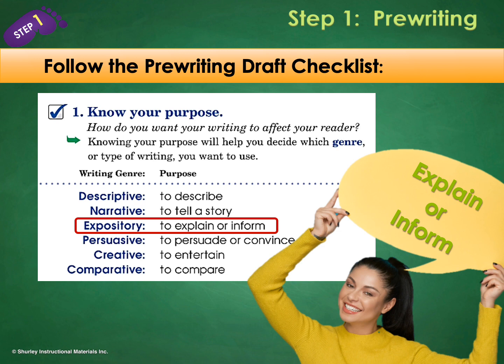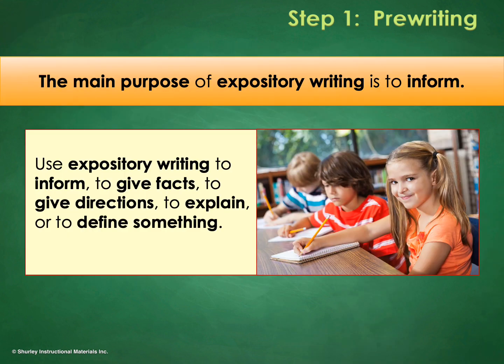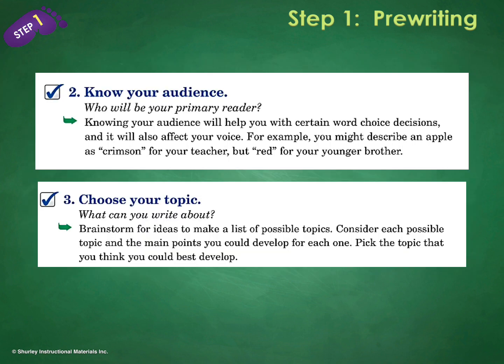The student has decided that they would like to explain or inform the reader about something. This purpose or genre for writing is called expository. The main purpose of expository writing is to inform. Students will learn to use expository writing to inform, to give facts, to give directions, to explain, or to define something. The pre-writing checklist will help students recognize their audience next.